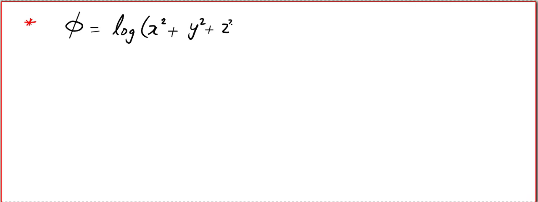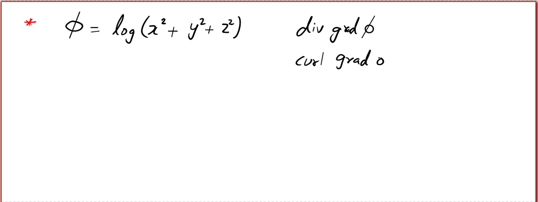Now the next question. Okay, I saw this in a question paper. I don't remember the year. They have given a scalar valued function, log x square plus y square plus z square, and they are asking you to find divergence of grad phi, curl of grad phi. It's very easy. It is a problem which contains everything.